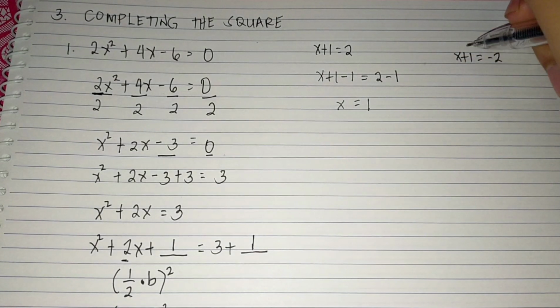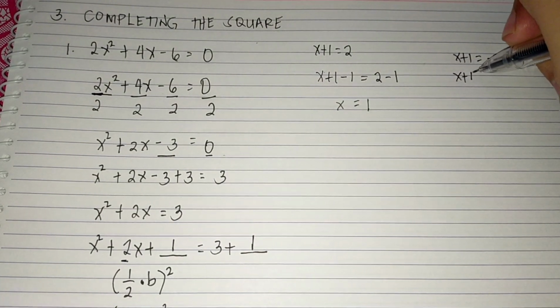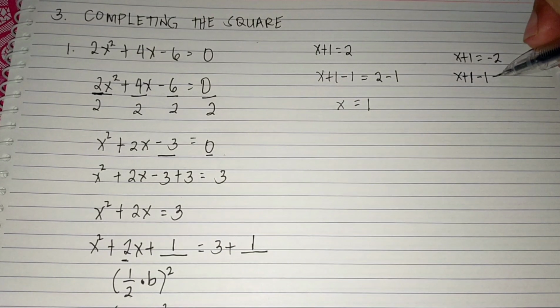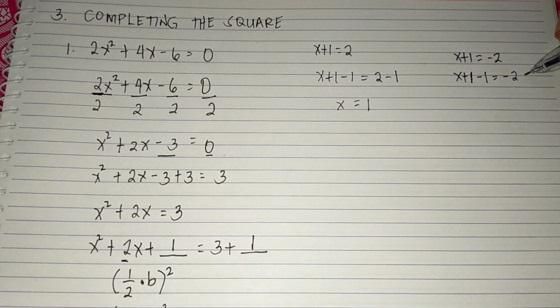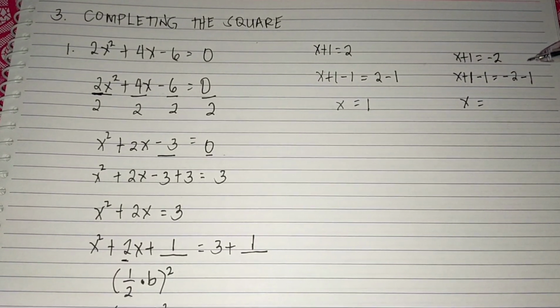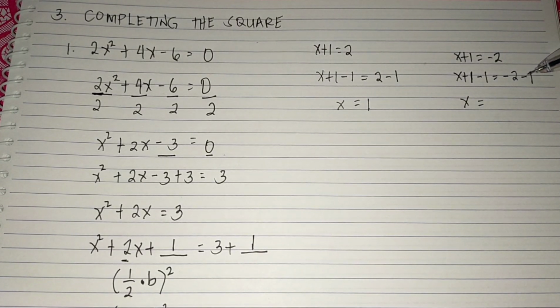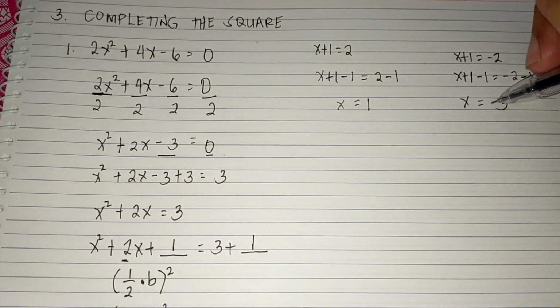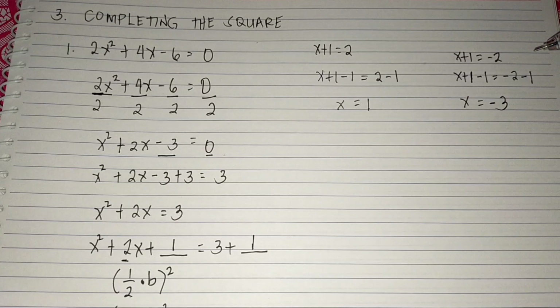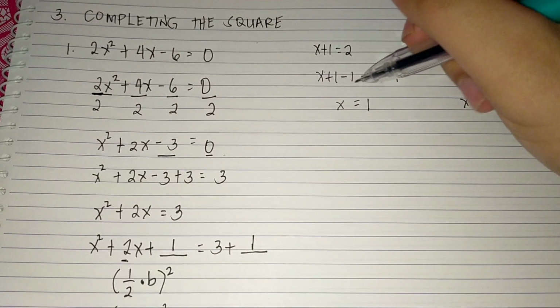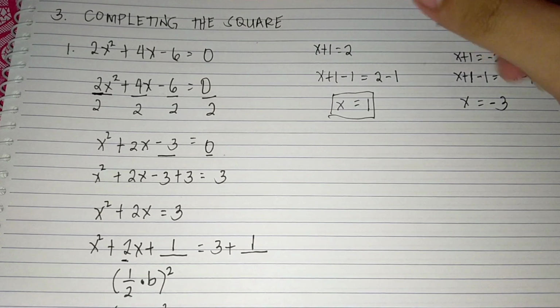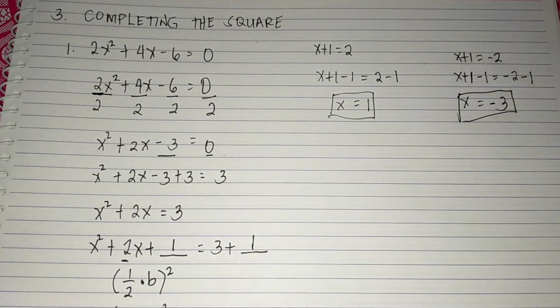How about this one? So, x plus 1. So, para maging 0 yan, minus natin sa 1 equals negative 2 minus 1. Okay? So, x will become now negative 3 minus 1 or 2 plus 1 is 3. Pero, negative. Okay? Bakit naging negative? Kasi parehas silang negative. So, therefore, i-add natin sila. Okay? So, the values are 1, positive 1, and negative 3.